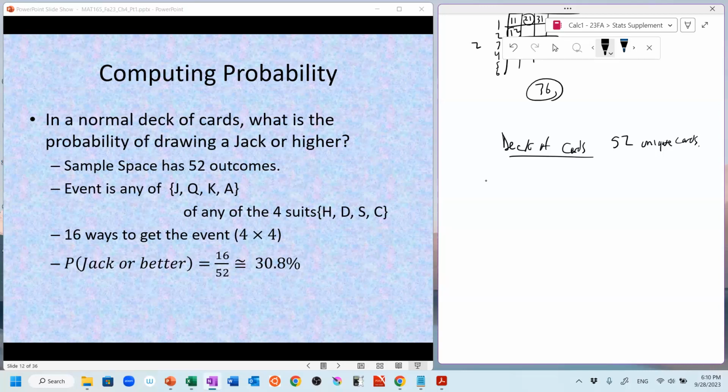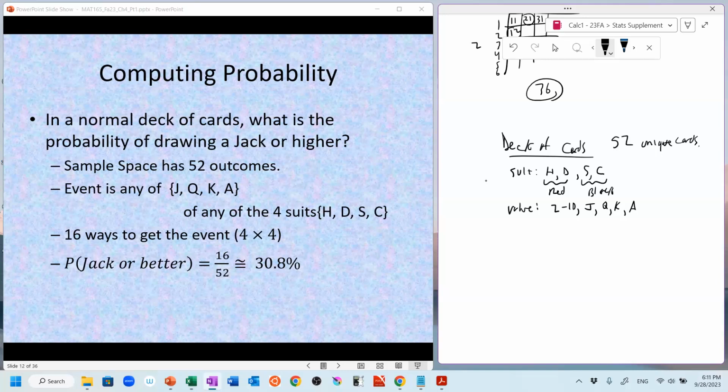And each card has 2 characteristics. It has a suit: hearts, diamonds, spades, or clubs. Hearts and diamonds are considered red cards. Spades and clubs are considered black cards. It also has a value. And these values are the numbers 2 through 10, so 2, 3, 4, 5, 6, 7, 8, 9, 10. The face cards, Jack, Queen, and King. And then the ace.